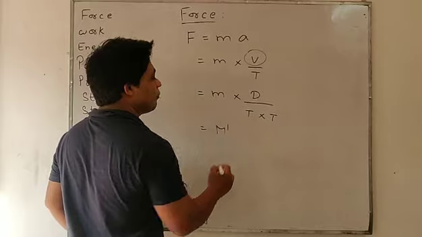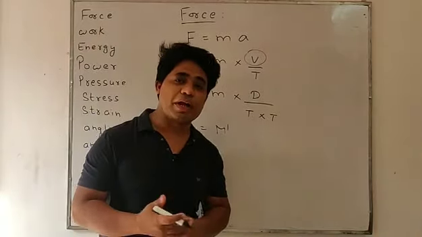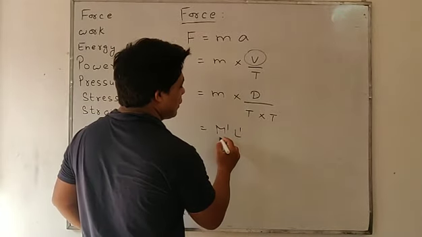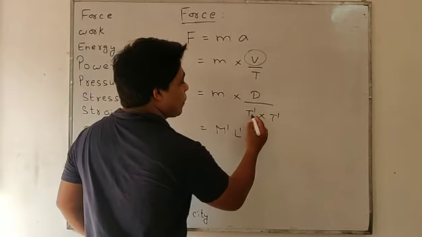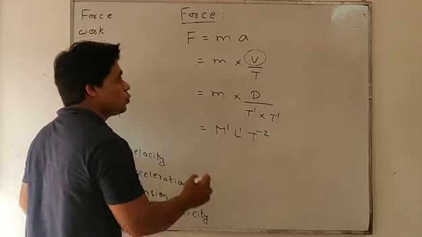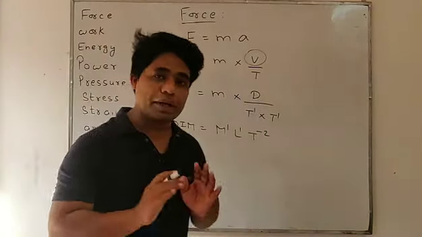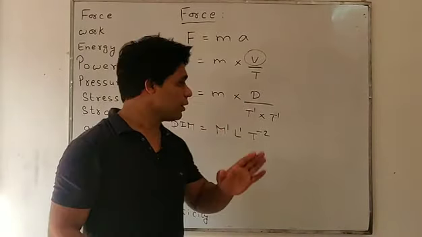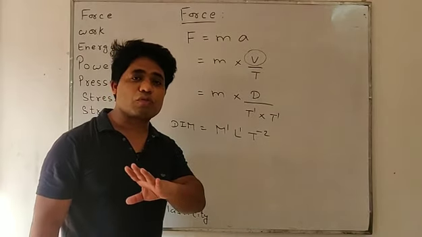Mass we can write as M1, as I explained last time. Displacement we can write as L1, and this is the time, T1, and T1 shifted upwards. When we shift it upwards it becomes T minus 2. So this is the dimension of force, which is most important. Learn it also, because in the coming dimensions we can use it directly for force: M1 L1 T minus 2. That is the dimension of force.